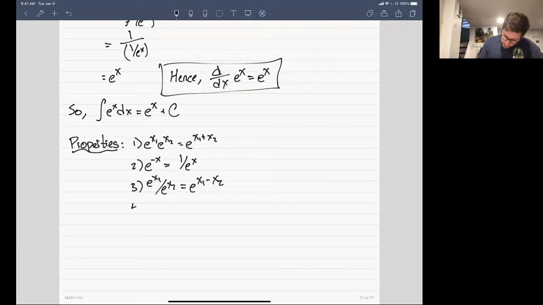And finally, the fourth one, e to the x1, and then I raise it to another power. This is the same as multiplying the two exponents. And you could have done this in the opposite direction and raised to the power of x1 instead of x2.